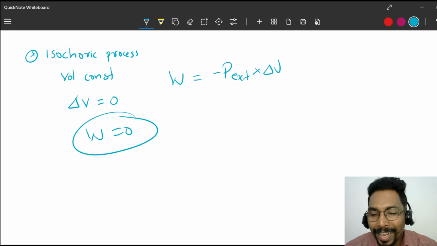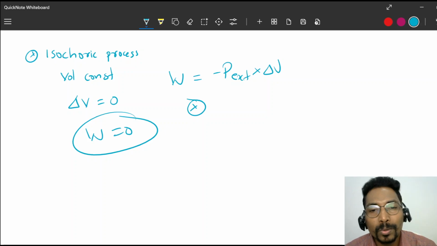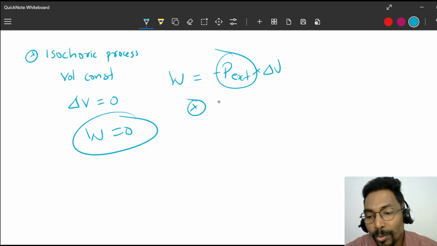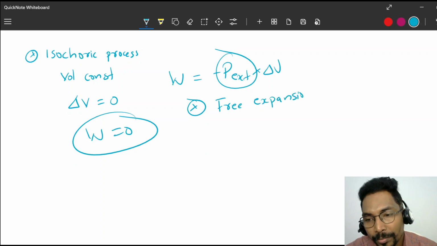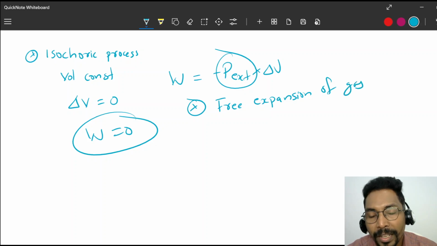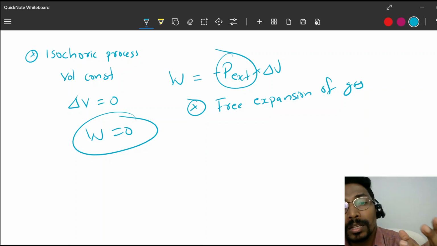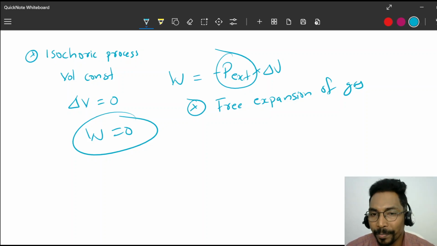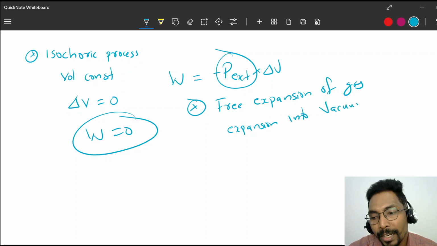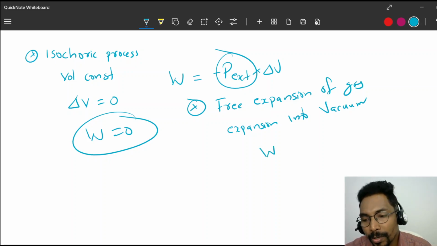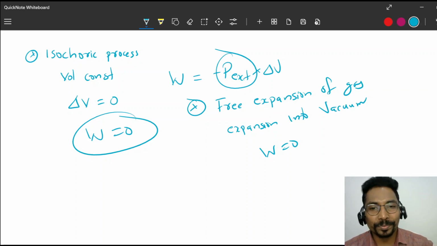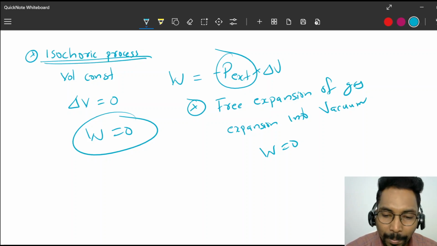Very important. Another case where work done is 0 is when P external is 0. P external will be 0 in the case of free expansion of a gas. Free expansion means the gas is freely expanding, there is no external pressure, or you can say expansion into vacuum. In this case also, work done will be 0. Clear? So I think the process is clear.